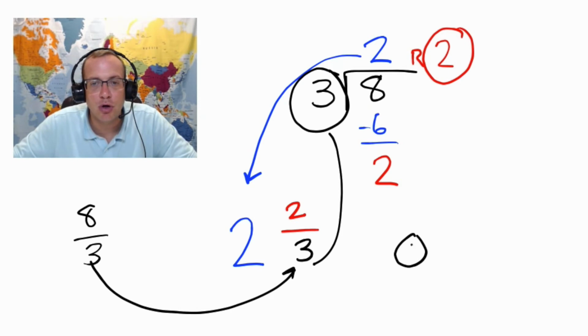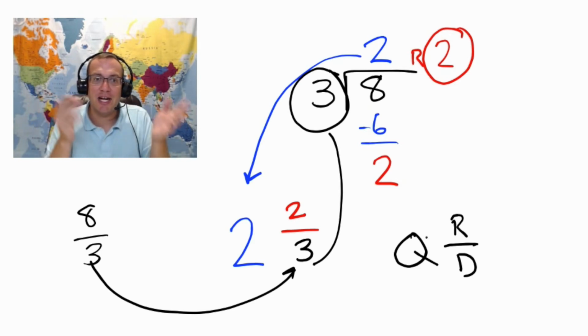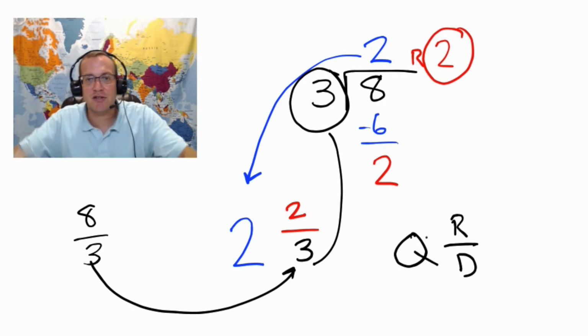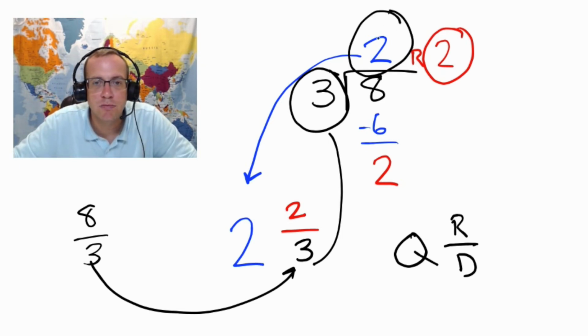Okay, so you're going to have your quotient, your remainder, and your divisor. So just think of it that way. Go ahead and divide it out, and then your mixed number looks like this: quotient, remainder, divisor. So in our case, 2 right here and 2/3.